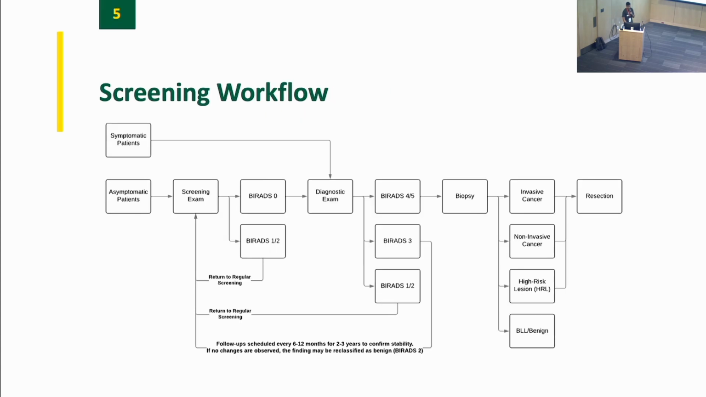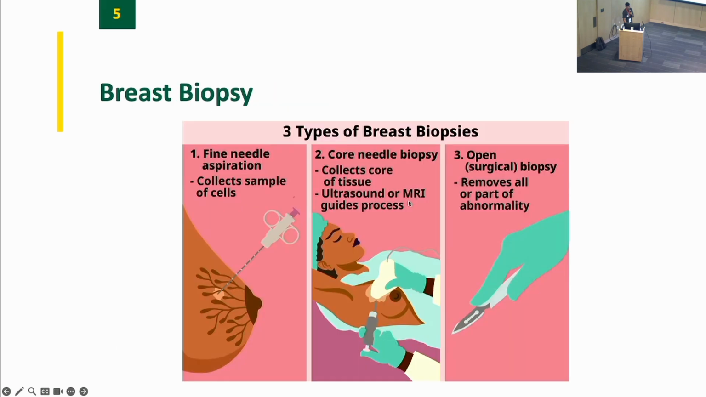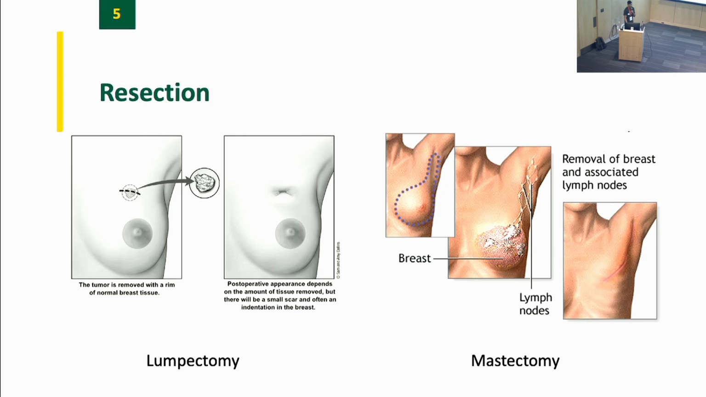Let's say that you get a BI-RADS 4 or 5. So this thing still looks suspicious. We biopsy it. This is what a biopsy looks like. You can do an ultrasound guided biopsy, which is shown here. You can do a stereotactic mammography guided biopsy, basically getting a piece of tissue, right? And then if that tissue returns invasive cancer, non-invasive cancer, or a high-risk lesion, which is a lesion that has about a 10% chance of becoming cancer, then you go ahead and resect the lesion.